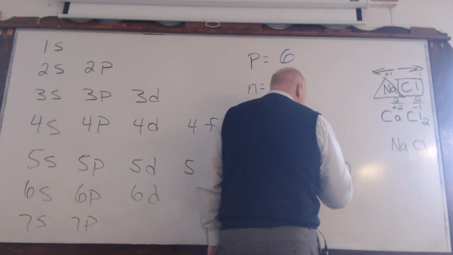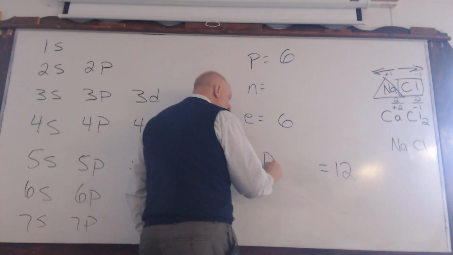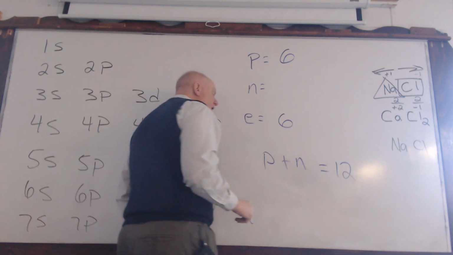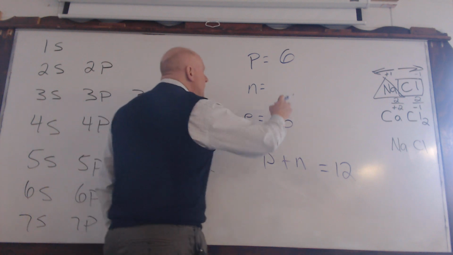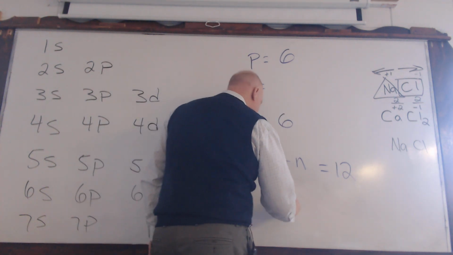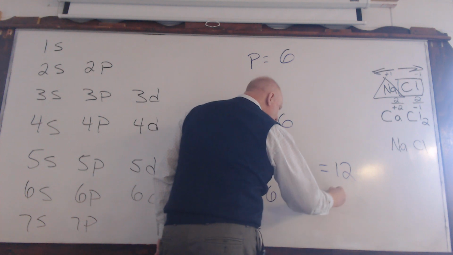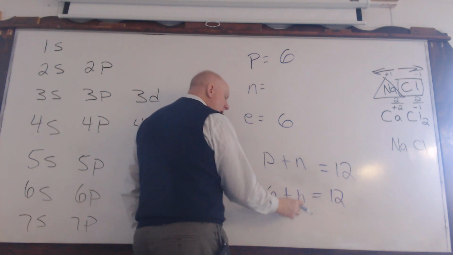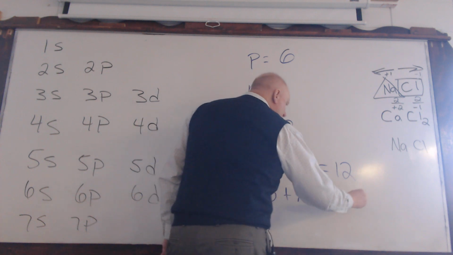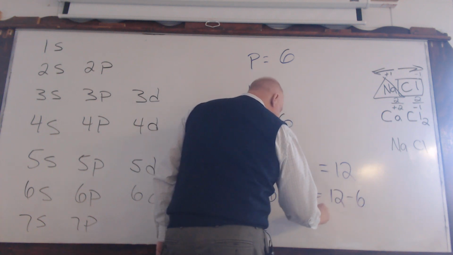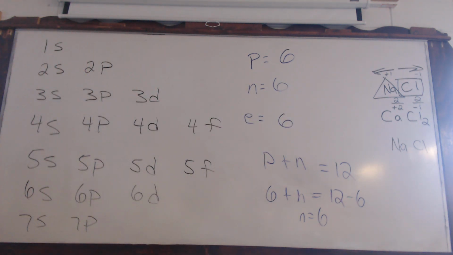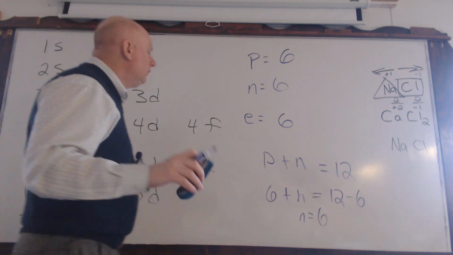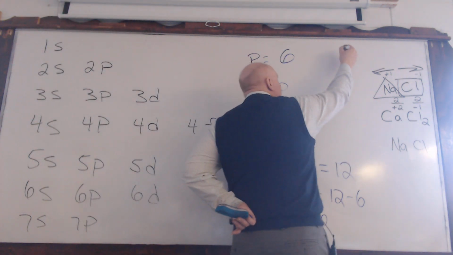What is atomic mass measured in? Okay? 12. What do you suppose that is standing for? Protons and neutrons. So if we've got 6 protons, how many neutrons would that give us? You've got to get N by itself. 6. You subtract 6 from each side. There we go. Okay?